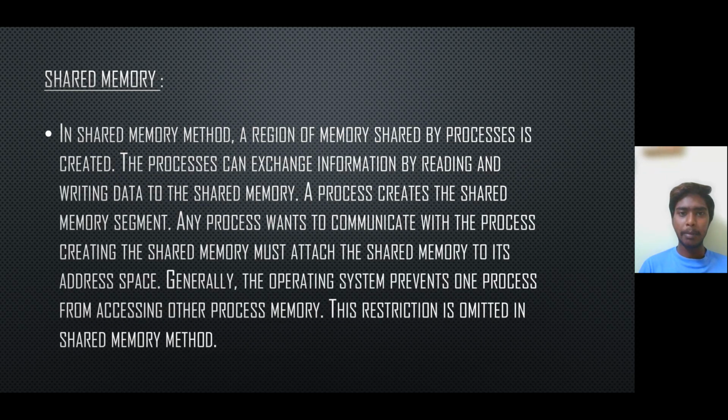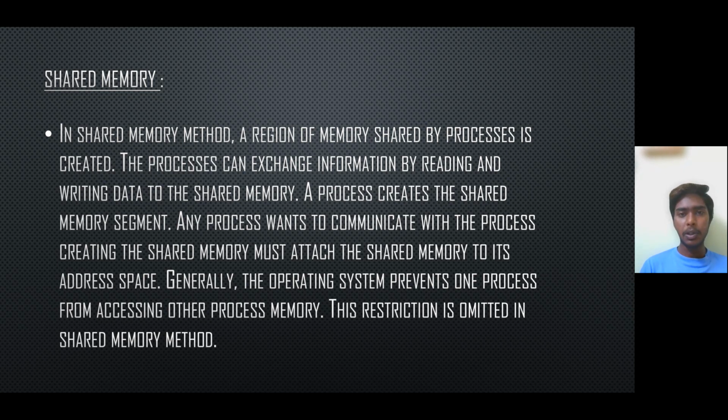We'll be discussing the shared memory region. In the shared memory method, a region of memory shared by processes is created. The processes can exchange information by reading and writing data to the shared memory. A process creates the shared memory segment. Any process that wants to communicate with the process that created the shared memory must attach the shared memory to its address space. Generally, the operating system prevents one process from accessing another process's memory. This restriction is removed in the shared memory method.